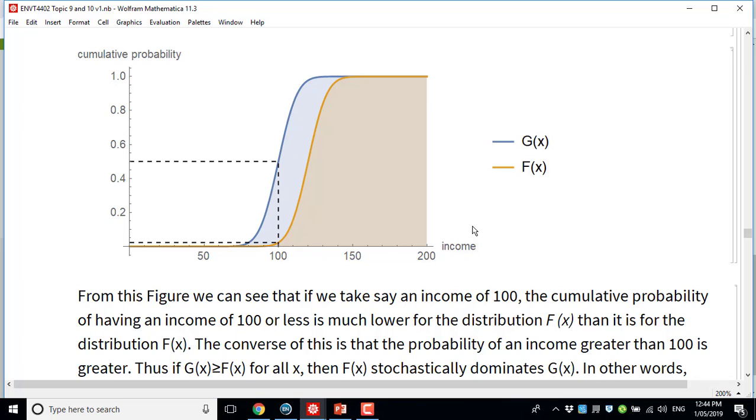Orange. That's because 100 is just a number, but you could have 150, 200, right? This is just a number. This cumulative probability distribution is telling us the probability of having $100 or less, not more. So I have a very low chance of getting $100 or less from the orange one. But on the other hand, with the blue one, I have a very high chance of getting $100 or less. So that's why the orange one is dominating the blue one.